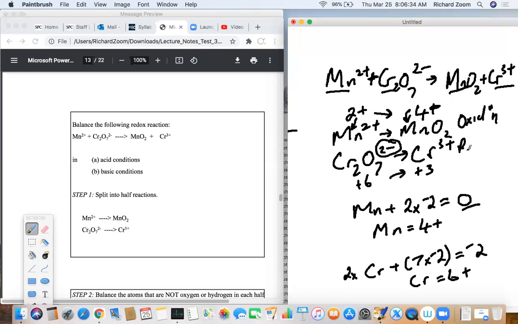Here the charge is going down. That's where the word reduction comes from, because the charge goes down. It gets reduced in charge. That's the whole point. And what that means is we can figure out what side the electrons are on.